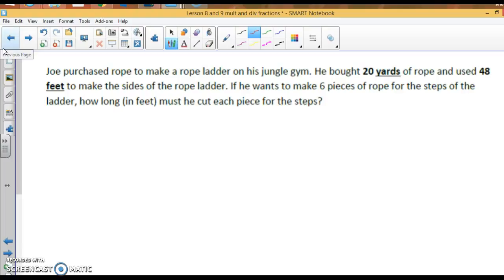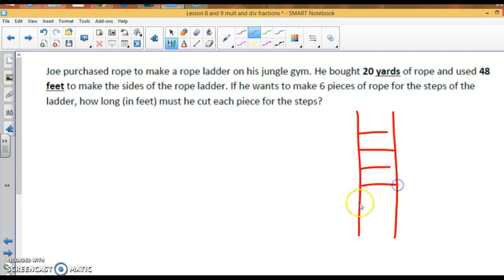Joe purchased a rope to make a ladder on his jungle gym. He bought 20 yards of rope and used 48 feet to make the sides of the rope ladder. If he wants to make 6 pieces of rope for the steps of the ladder, how long in feet must each piece be for the steps? So here's our 2 sides. And then we're going to have 1, 2, 3, 4, 5, 6 rungs on our ladder.